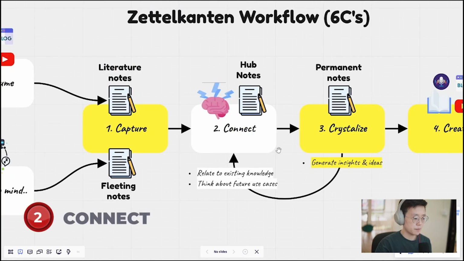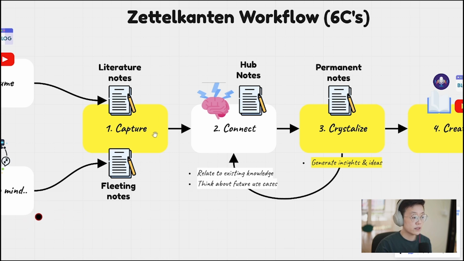The second step is to connect, and you will connect the things that you capture to the existing knowledge or the things that could be useful in the future. So you connect backwards and you connect forward, or you can even connect upward to the area or the topic that are interesting to you. And those would be recorded in hub notes. Hub notes are like the entry points of your knowledge management system. So it would be the list of the things that are interesting to you, the topics that you would like to research.